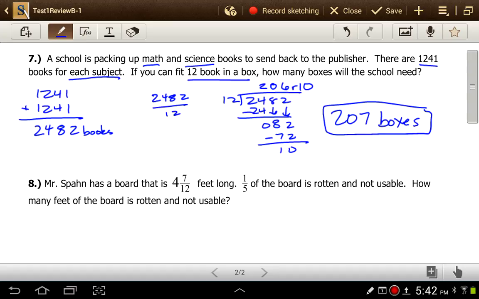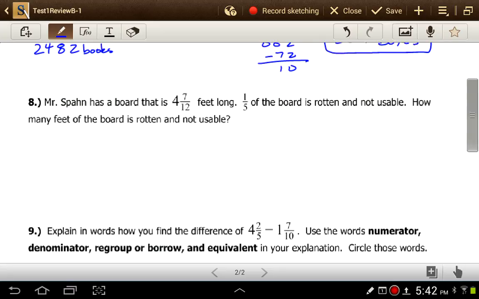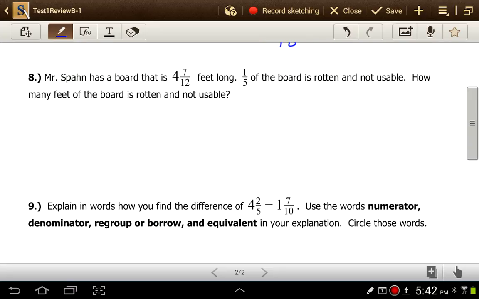All right, number 8. Mr. Spawn has a board that's 4 7/12 feet long. A fifth of the board is rotten and not usable. How much of the board is rotten and not usable? A fifth of the board. 1/5 of the board. The 4 7/12 represents the board, so this is 1/5 of 4 7/12, so I'm going to do 4 7/12 times 1/5. Of stands for multiplication.